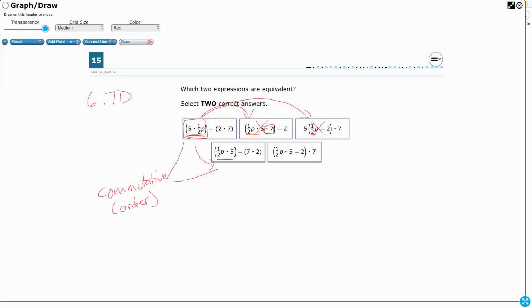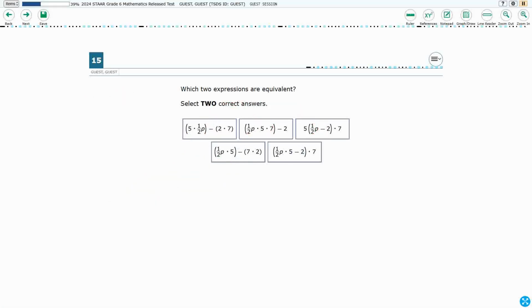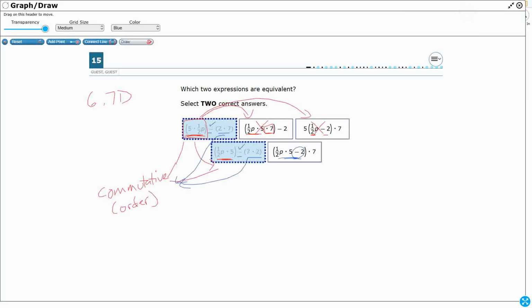So let's check for this one. Let's check the other term. I've got a minus, minus, so that checks. And then I've got the commutative property again. Look at this, 2 times 7, 7 times 2. Same commutative property. So those two are going to be the two that match. You notice that this one doesn't match because it brings that minus 2 in there. So we just have to hit those two. That's going to get us our 1 point. And this is a 1 point problem.